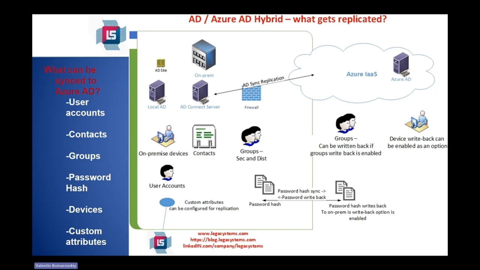It is possible to configure what's called group writeback. If you write the group back from Azure AD back to on-prem AD, that will give you additional capabilities. You can assign those groups resources in the on-prem AD, and the groups originate in Azure AD. So that is a possibility. It's an option. And device writeback allows to replicate Azure AD devices back to on-prem. So that's what gets replicated and what doesn't.